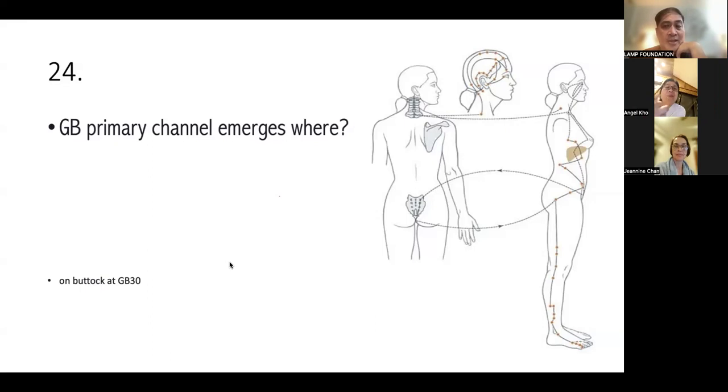But your clue there is, ito yung parang dimple ng puwit, ng buttocks mo. Okay? So try looking for your dimples there. And use also gallbladder 29. So these are the local points. Okay? GB30, GB29. Okay. Or, to be more amazing, you use the ear. Locate the GB30 and GB29 on the ear. Okay?